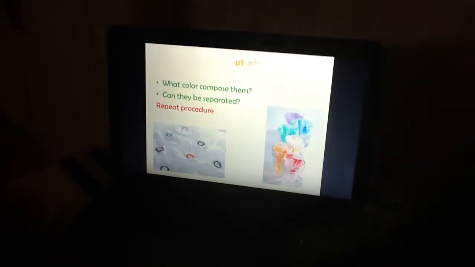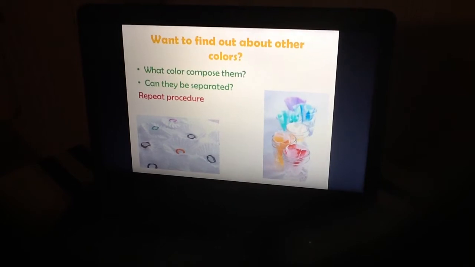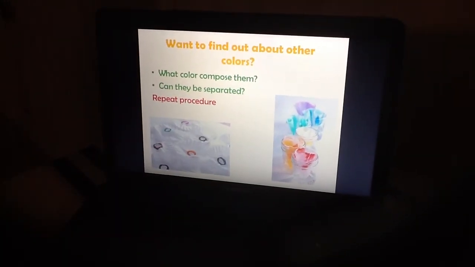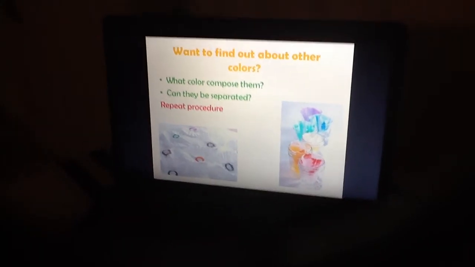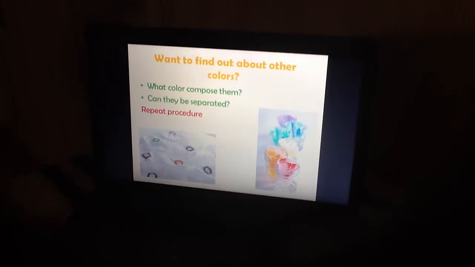Okay. So what about the other colors? What colors compose them? Can they be separated? We're going to repeat the procedure. If you want to test other colors like purple, blue, you are going to repeat the same steps. I put some pictures here.